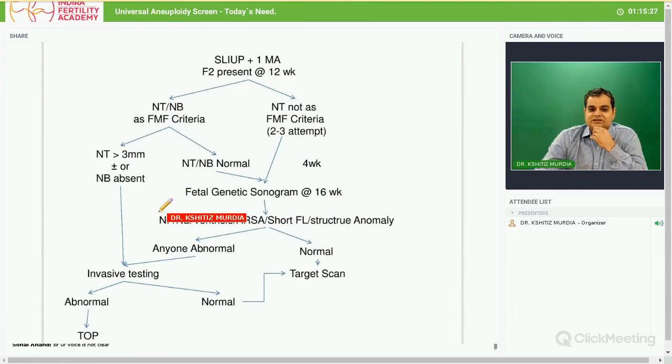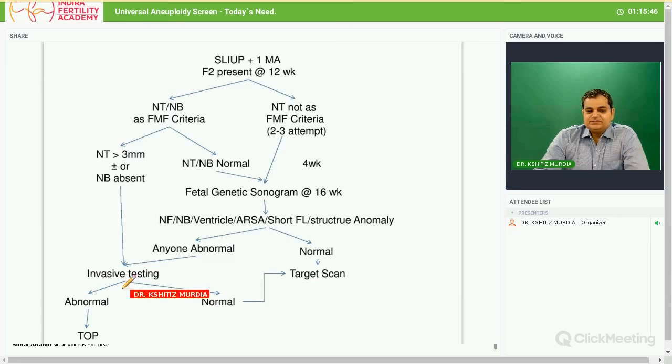Look for the second trimester sonographic markers like nasal bone, nuchal fold thickness, ventriculomegaly, ARSA, and short femur length, and any structural abnormality. If nothing is wrong with the fetus, then you can go ahead with the target scan. If anything is abnormal, then you have to do invasive testing.